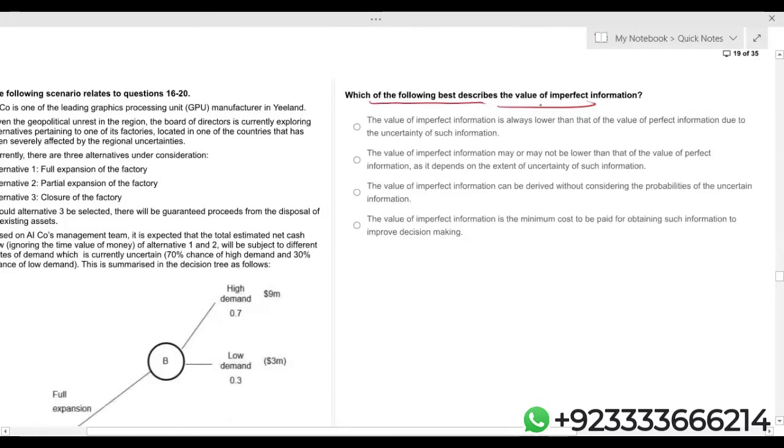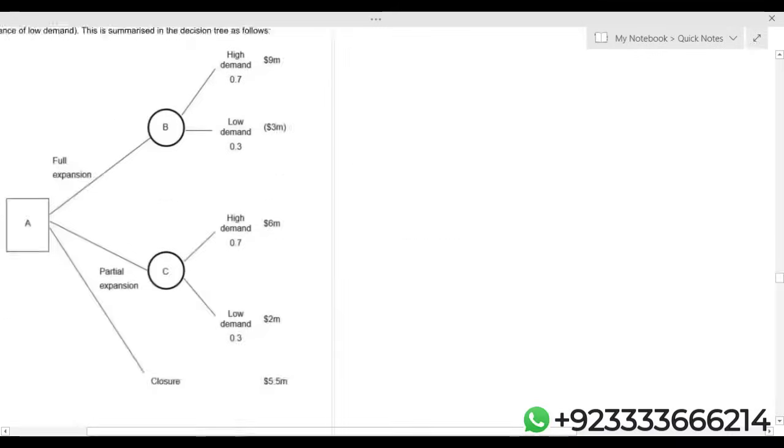Which of the following best describes the value of imperfect information? The value of imperfect information is always lower than the value of perfect information, as we have just seen. Obviously, value with perfect information will always be higher than with imperfect information.